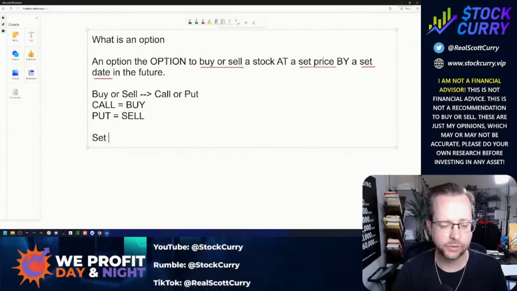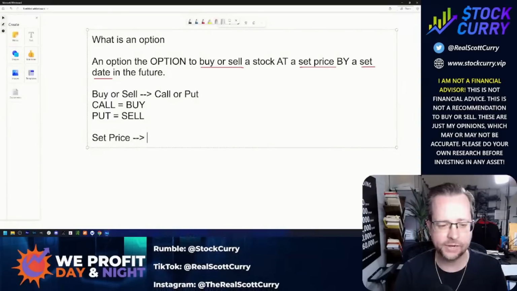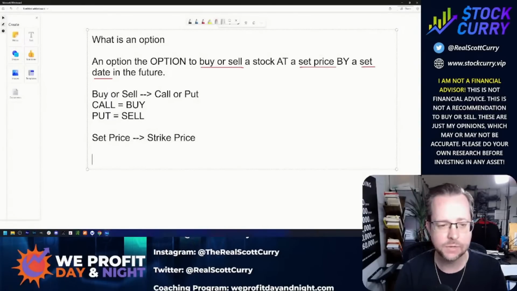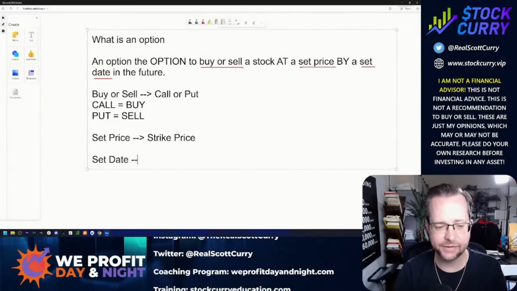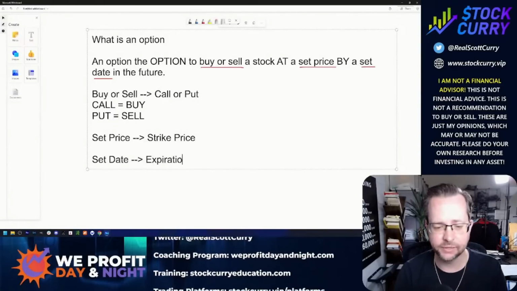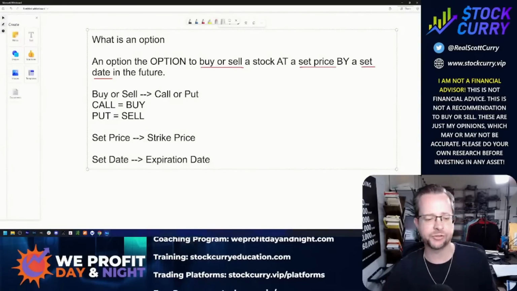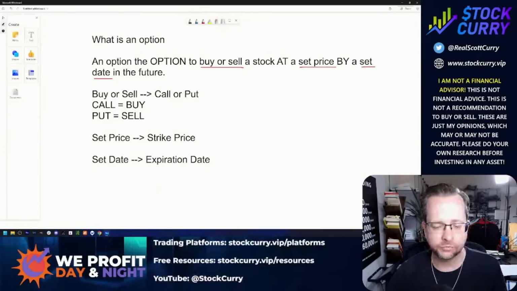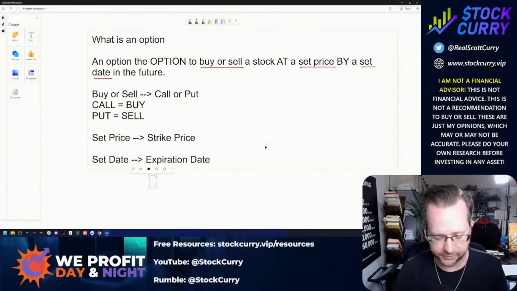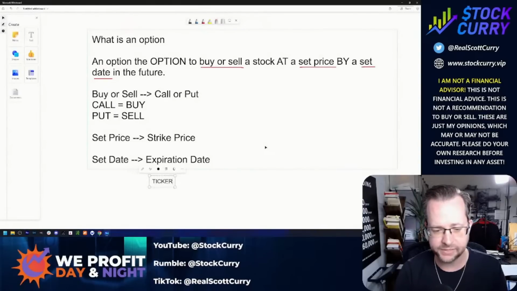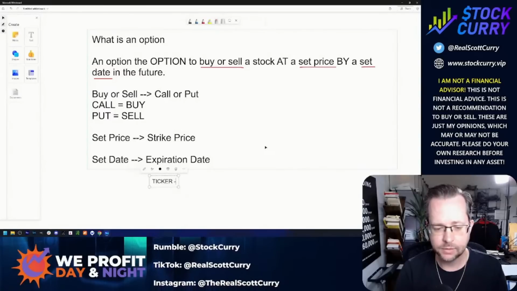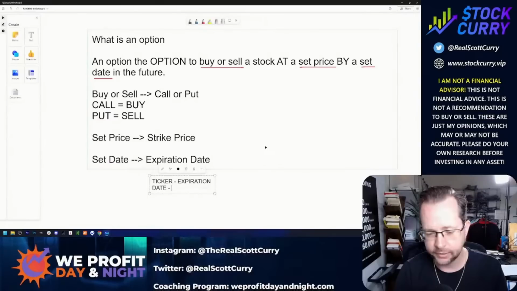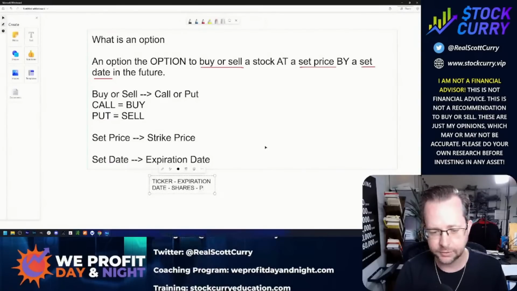Set price. What is that? Set price is the strike price of the option, and the set date is the expiration date of the option. All right. The way a contract will be written is it's going to be the ticker, the expiration date, the shares, and the price.